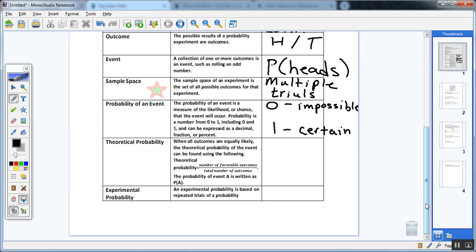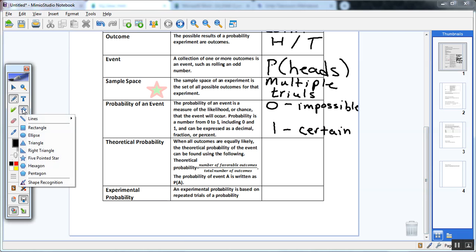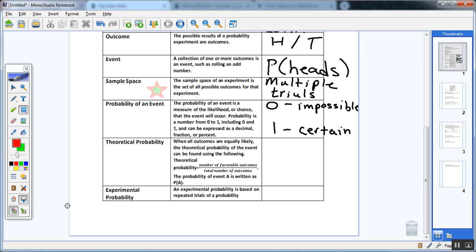Theoretical probability. Okay? No, it's not a threat. It's just a fact. Okay? But hey, we don't talk about facts in this day and age anymore.